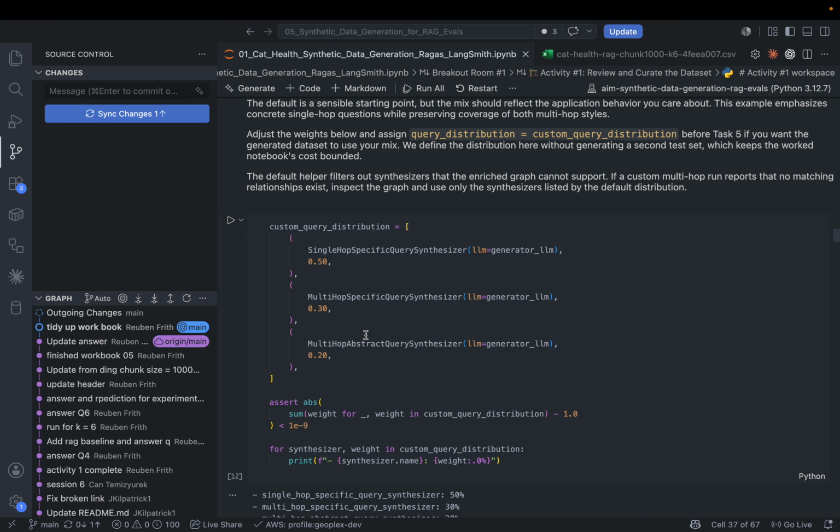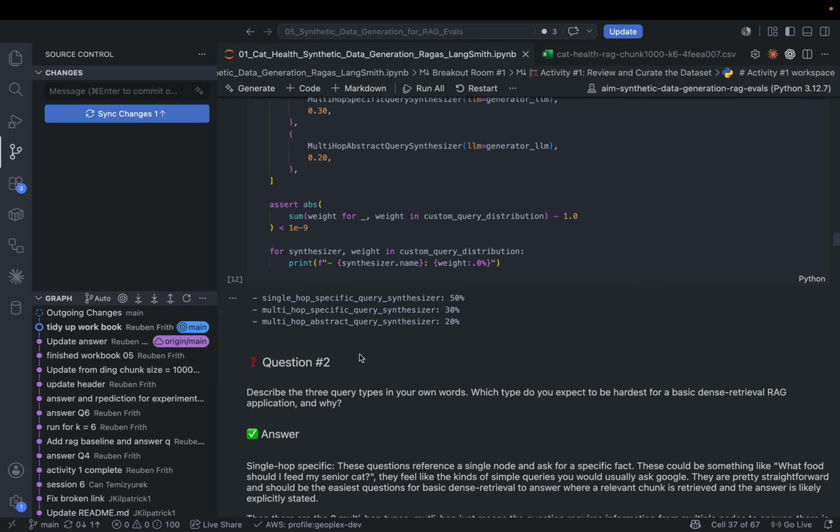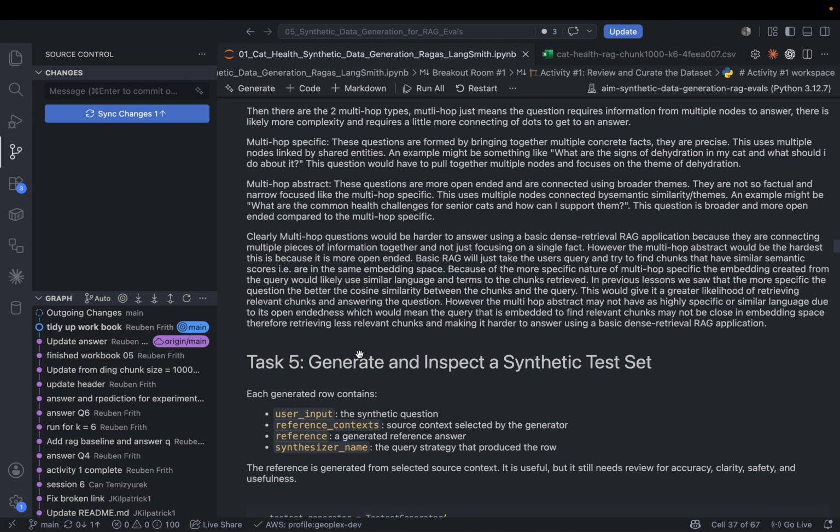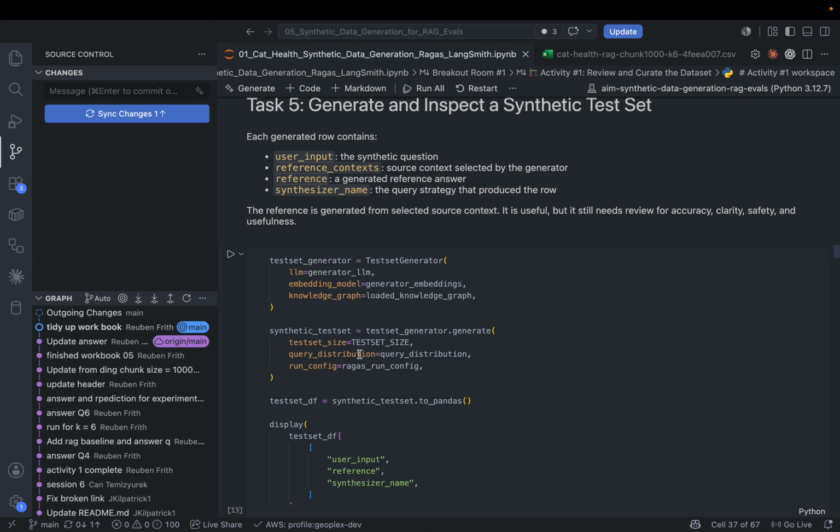So if we expect our LLM to be used by doctors and they will ask probably very specific questions, well then maybe you would want your synthesized data set to have more multi-hop specific queries and maybe single hop specific queries and maybe slightly less multi-hop abstract questions. And so that's something you can change as well. I think in this example I just went with 33, 33, 33, so a third broken up.